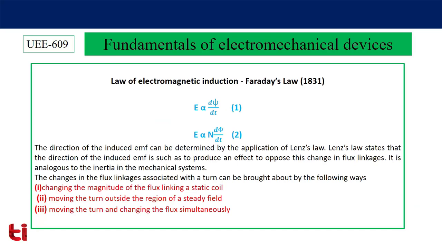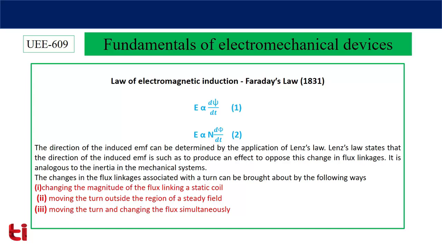These things were already discussed. Faraday's law: E is proportional to the rate of change of flux linked with the coil. Psi is equal to N into phi, where N is the number of turns and phi is the flux in Weber. The direction of the induced EMF will always be to oppose the cause, and the cause is nothing but the change in flux linkages, the flux linked with the coil.